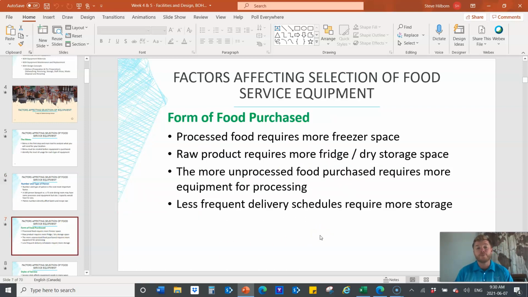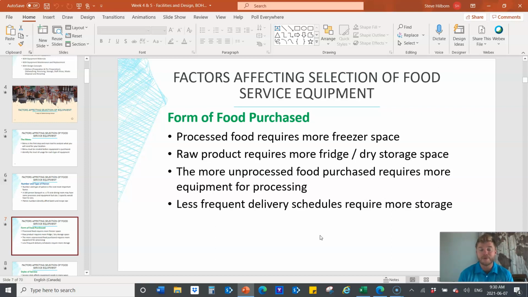Also the forms of food purchased. So a very good example would be if you are a fine dining establishment versus a McDonald's. Processed food requires more freezer space. A lot of the stuff that you would go buy at a fast food or quick service restaurant, much of it's already processed, right?